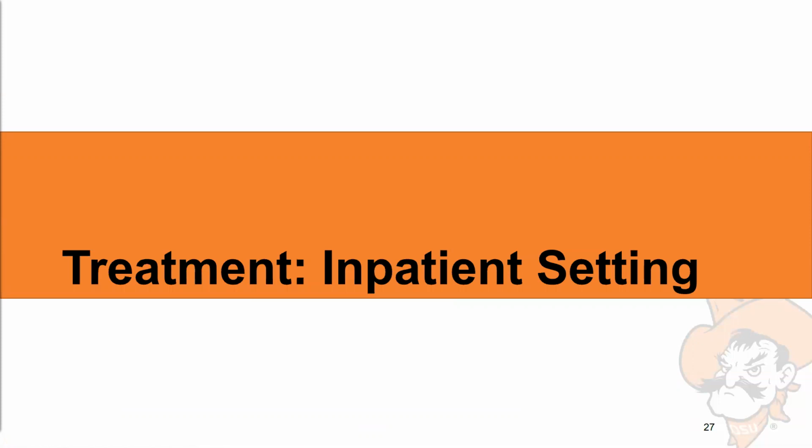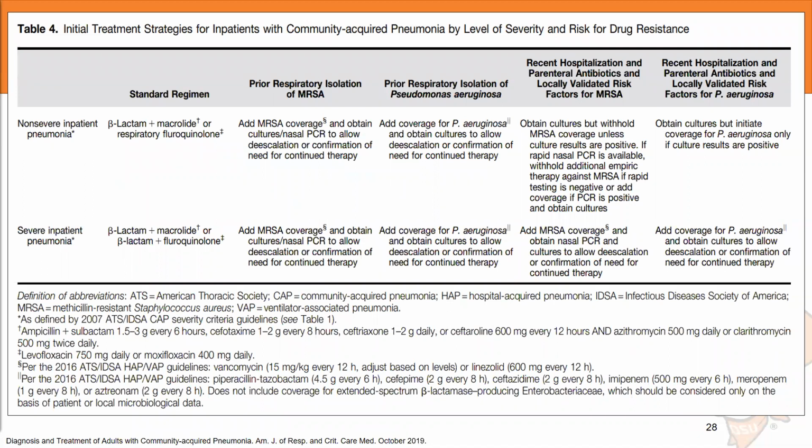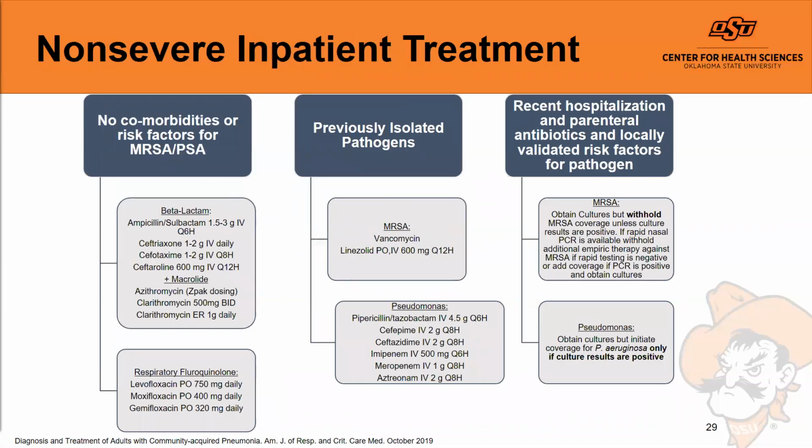Next, treatment in the inpatient setting. So this is another diagram that has been taken out of the guidelines for non-severe inpatient treatment. So this can be treated similar to outpatient with comorbidities. So unlike outpatient treatment, we'll use IV antibiotics. So you can use a beta-lactam such as Unasyn, ceftriaxone, cefotaxime, or ceftaroline in combination with a macrolide. So Unasyn is going to be like IV augmentin. So Unasyn and ceftriaxone are the most commonly seen here. You could also do monotherapy with a respiratory fluoroquinolone.